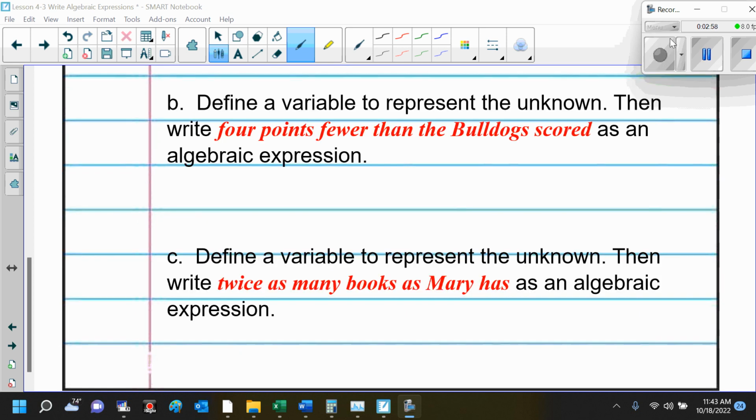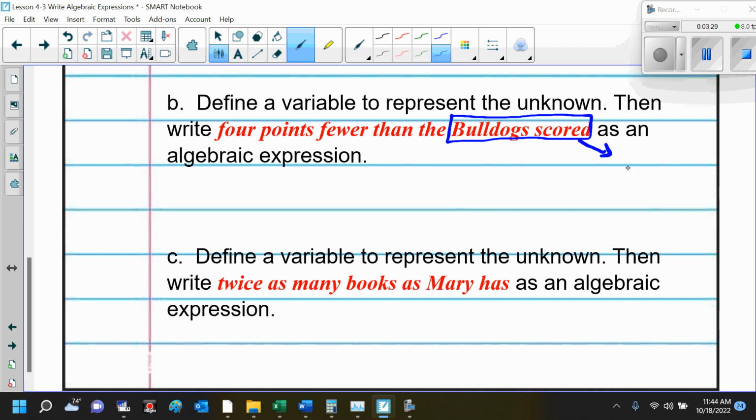All right, so here we want to define our variable to represent the unknown and then write 4 points fewer than the Bulldogs scored as an algebraic expression. So step 1 is to define our variable. What is it that we don't know? Good. We don't know what the Bulldogs scored. So there is our unknown. That's going to be our variable. What do you want to use?